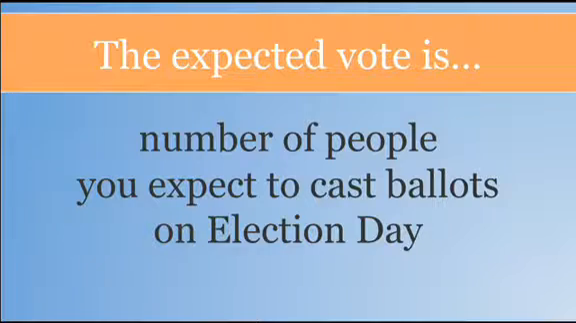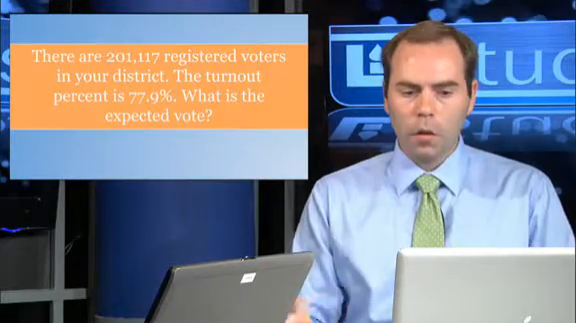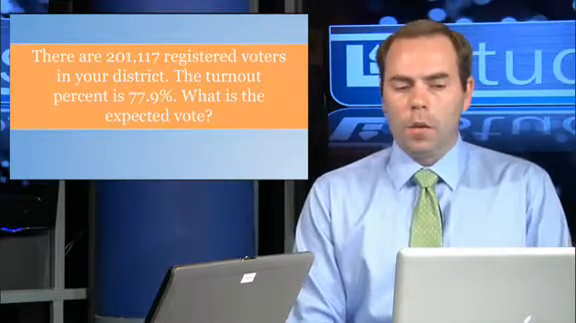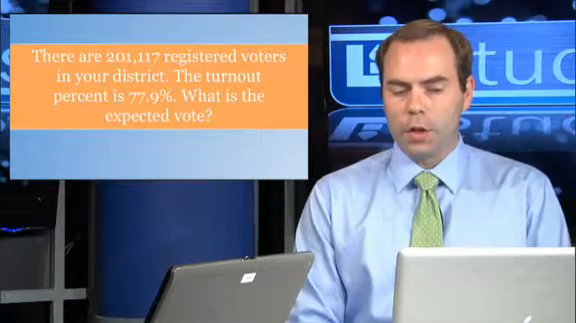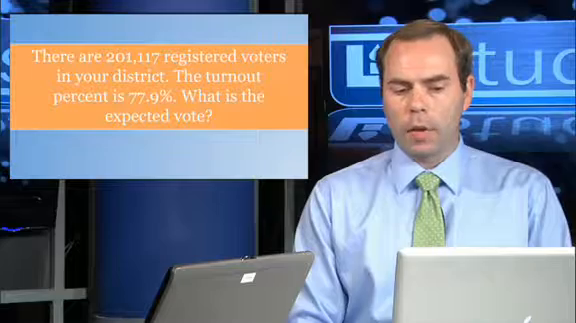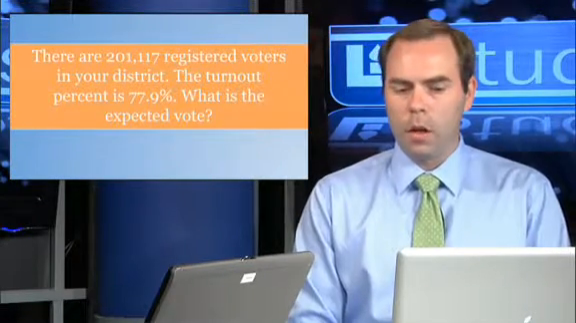Now the expected vote is the number of people that you expect to cast a ballot on election day, the total number of people voting in any given election. So for this calculation, the expected vote equals the turnout percentage, which we just found, times the current number of registered voters. So let's try another example. If there are now 201,000 registered voters in your district, and as we know from before, the turnout percentage from our last election is 77.9%, what would the expected vote be?